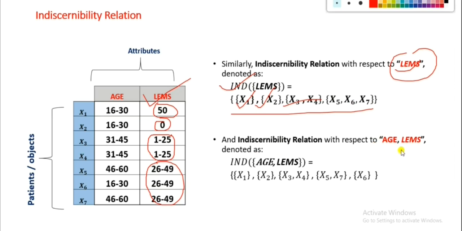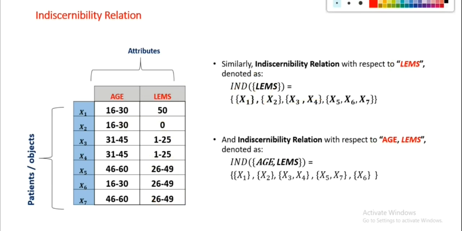Now two attributes together, or all the attributes together. So see here, if we think about both LEMS and age together, for object X1, the pair of values is 16 to 30 and 50. Now is there any other same pair of values? We don't have. So that means with respect to LEMS and age, X1 will fall into the first group, and the first group will have only one object because there is no other object with the same pair of values. Similarly X2 has 0 and 16 to 30, and X2 will form the second group.